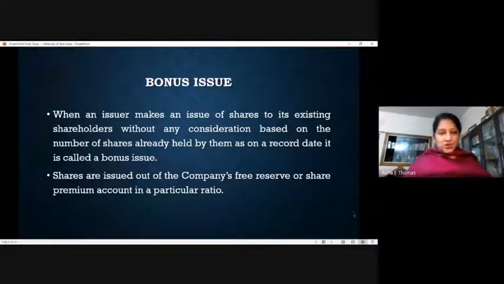And shares are issued out of companies. We will learn when we are learning about company accounts that issue of bonus shares is made out of the reserves.